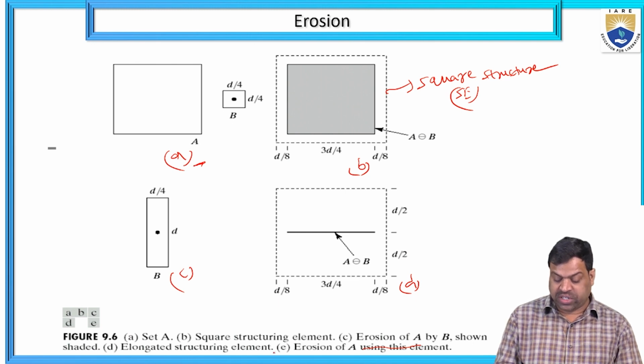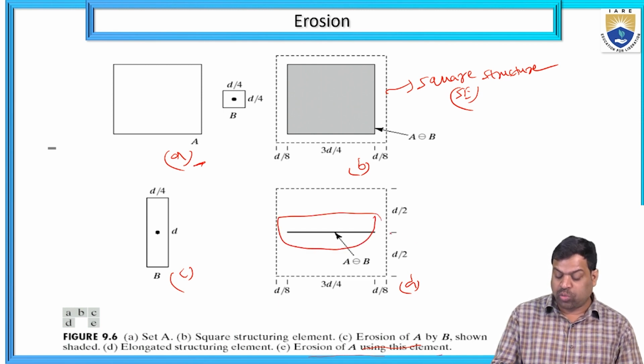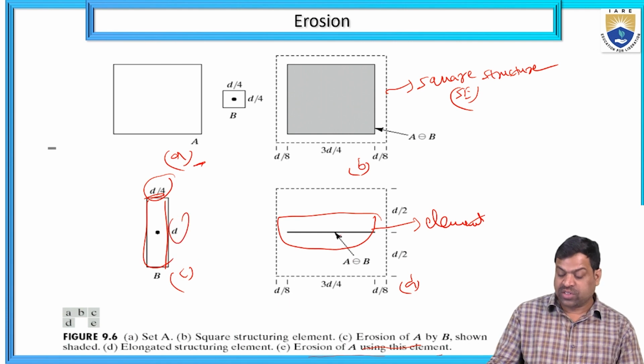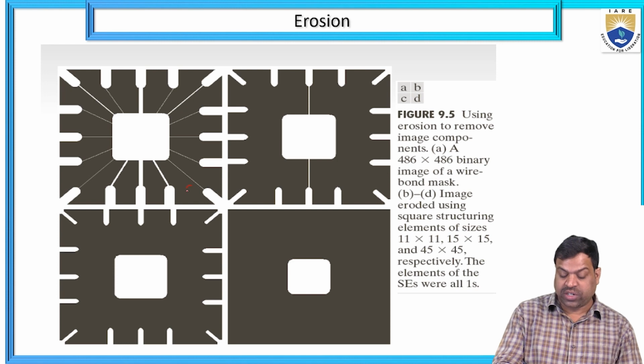And D is the elongated structuring element. Okay. When I'm going for the elongated structuring element, that is the erosion of A using this element. So how many elements are mapped? That is the important one. So here I'm taking 4 as the width and the height. Okay. It is another example of a structuring element, figures A, B, C and D.